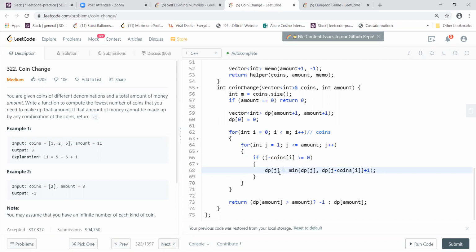Okay. I think he explained it yesterday also the same way.